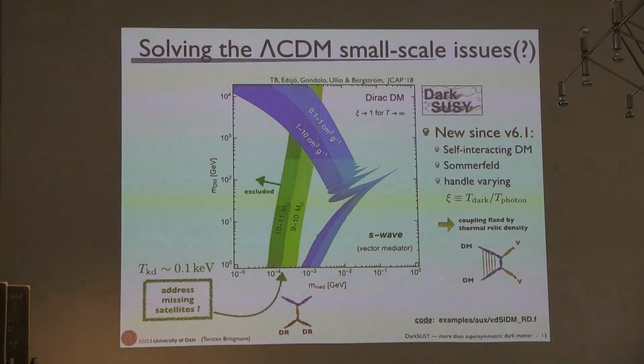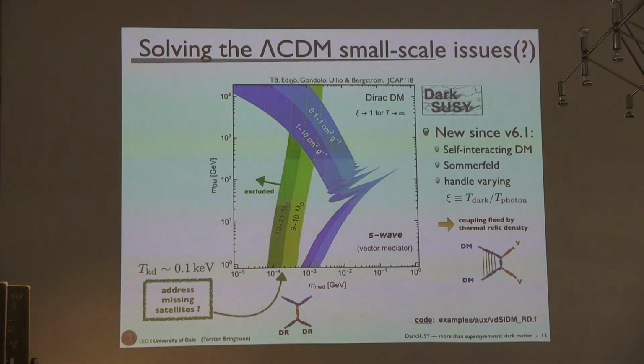So the coupling is fixed by the relic density, and then the parameter plane is just the mediator mass versus the dark matter mass. Everywhere in this parameter plane, we get the right relic density. And then we can compute the late kinetic decoupling that we have in this case, and from that the cutoff mass, indicated here in terms of solar masses.